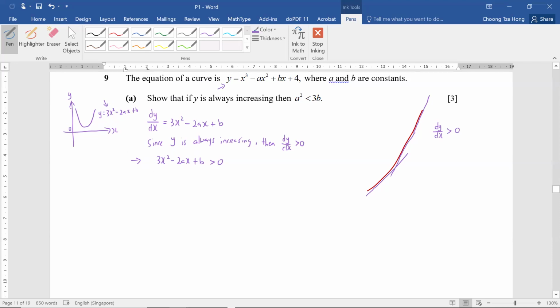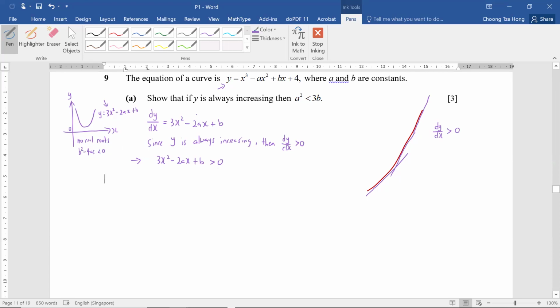If a quadratic graph is always greater than 0, it means that it doesn't cut the x-axis. So what can we say about the roots of the quadratic graph? If it doesn't cut, then it has no real roots. And if a quadratic graph has no real roots, then the discriminant b squared minus 4ac will be less than 0. This is the approach that we need to take to continue to solve the question.